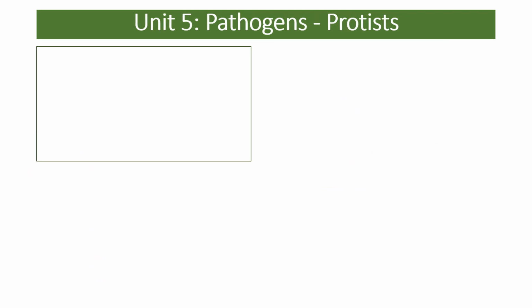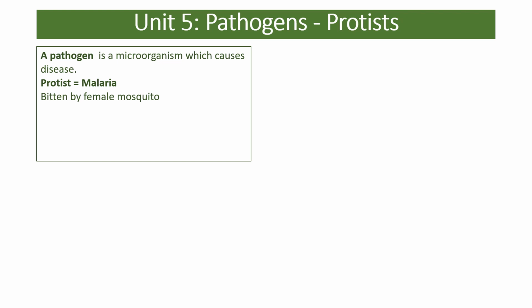There's a third group of pathogens that you need to be aware of, called protists. The only example that you need to know about is malaria. Malaria is passed through what we call a vector, and the vector that spreads malaria is an insect, a mosquito. It's actually only the female mosquito of a particular species, but you just need to know it's the female mosquito at GCSE.